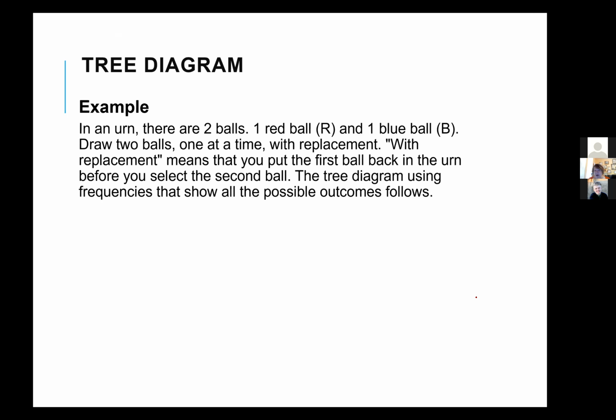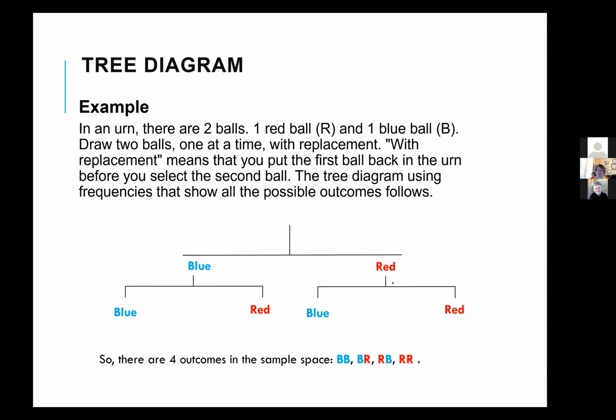So what does the tree diagram look like? In that first draw, you get either a red ball or a blue ball. You get one or the other. Then you put it back in the urn, mix it up, and draw a second ball. So the second one, if you drew a red ball, the second draw, you can still get a red or a blue if the first one was red. The same is true if it's blue. If the first ball you picked out of there was blue, the second ball could still be red or blue. So the tree diagram looks like this.